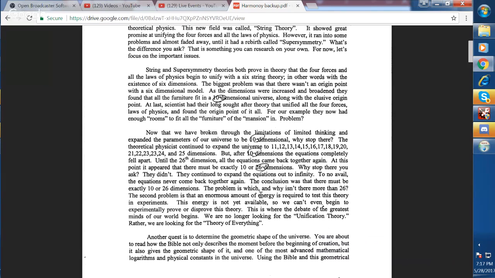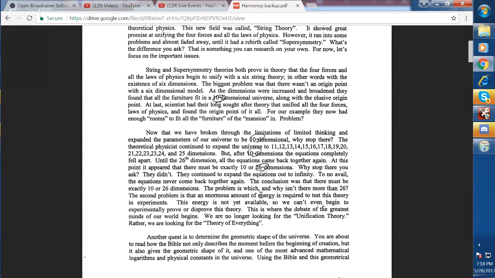As the dimensions were increased and broadened, they found that all the furniture could fit in a 10-dimensional universe, along with the elusive origin point. At last, scientists had their long sought-after theory that unified all the four forces, the laws of physics, and found the origin point of it all. For our example, they now had enough rooms to fit all the furniture of a mansion in. What's the problem, you ask? Well, now we have broken through all the limitations and limited thinking and expanded the parameters of our universe to be 10 dimensions. And then they said, okay, why stop there?